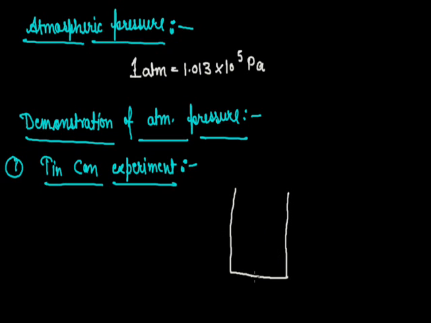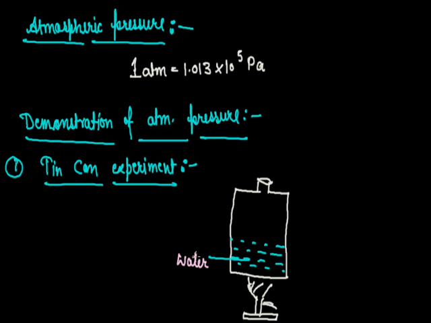Take a tin having an airtight stopper, but just remove it and start heating it. Fill water. Water and airtight stopper. Tin can, burner.